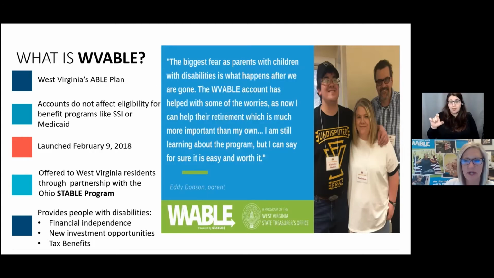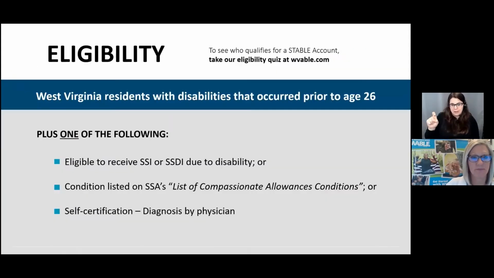Just like the 529 college savings plan, the interest that is earned on the investments grows tax-free. The earnings remain tax-free as long as ABLE funds are spent on qualified disability expenses. And then new as of 2019, there is a West Virginia state income tax deduction for all contributions made to the WVABLE account by the West Virginia resident and taxpayer, and that is dollar for dollar.